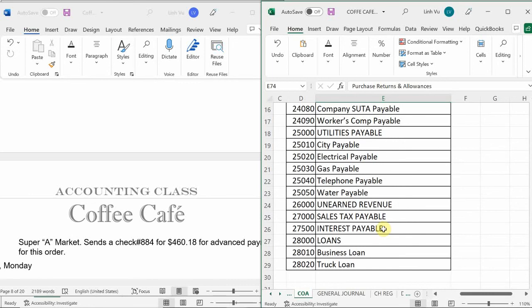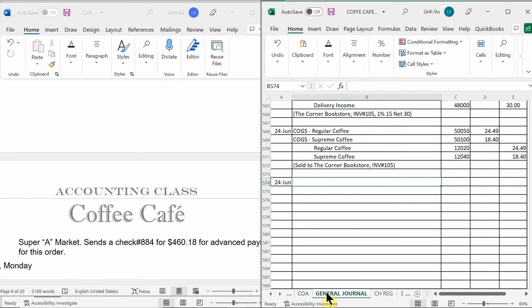Right? In this case, it's directly in its title. You haven't earned the revenue yet, so that's why it's called unearned revenue. It's a liability that you owe services because you haven't completed them yet. You haven't earned the revenue yet. So in this case, that's exactly what we're going to use. We're going to use 26,000 unearned revenue, okay?